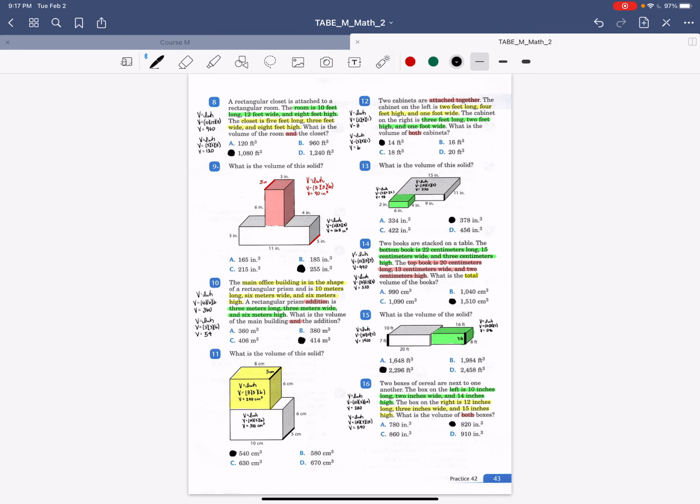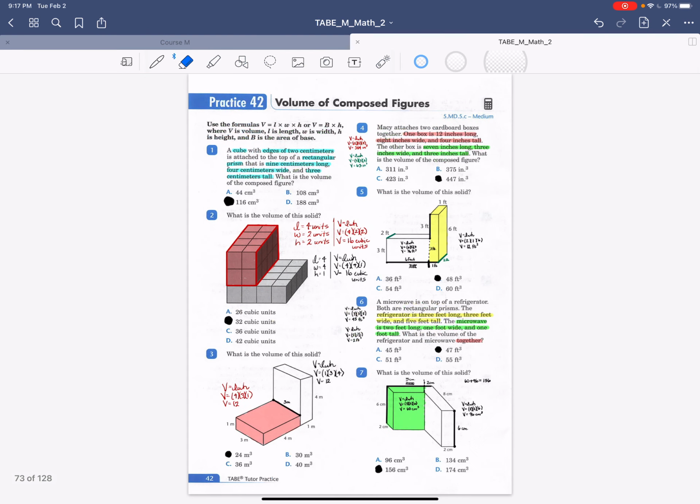Alrighty, that brings us to the end of volume. And I didn't need all that scrap paper. I'll use it on another problem. But this is pretty complicated stuff. If you have questions about it, please contact your instructor. He or she can help you with more examples of these.